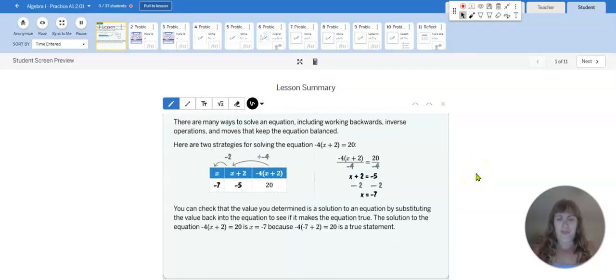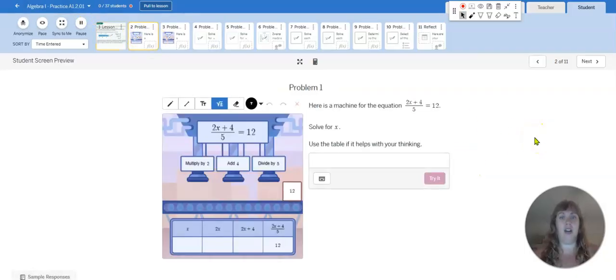A good reminder at the bottom says you can always check your answer with equations, which is really nice. So whenever you have a value for x, you can plug it in and see if the statement is true. If it is true, then that means yes, you got that correct answer. So let's do some practice together. We're going to start on slide 2.